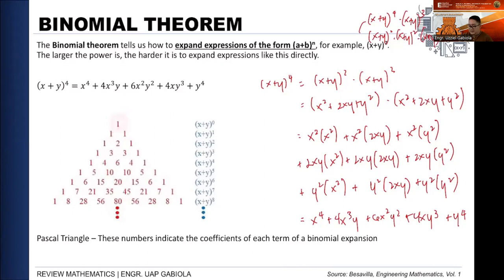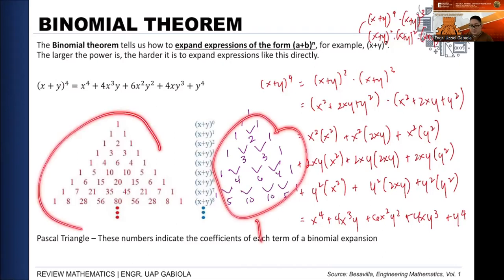So, we have 1, tapos 1 ulit dito, then 1, pag-aadin mo yung nasa gitna niya, that will be 2, then 1, 1, pag-aadin mo yung dalawa, that will be 3, 3, 1, 1, that will be 4, 6, 4, 1, then 1, 5, 10, 10, 5, 1. So as you can see, habang ina-add mo siya, na-form mo na itong triangle na to.